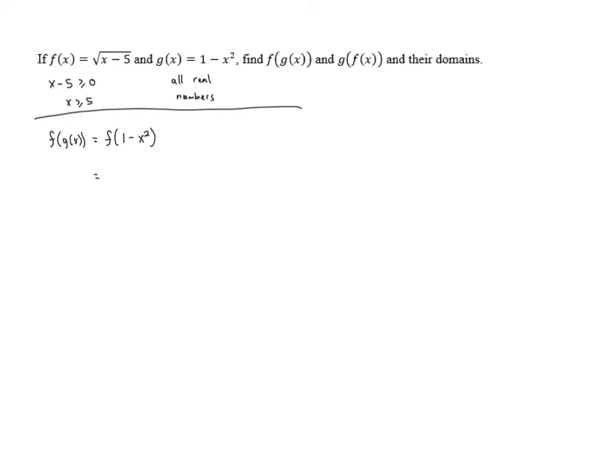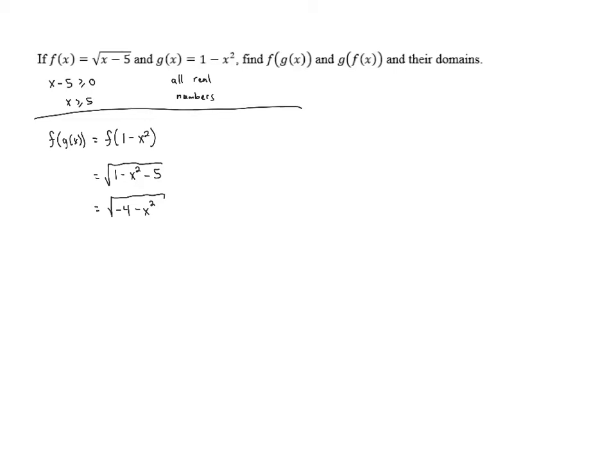And then f as a function takes the input, subtracts 5, and then takes the square root. So here we've got to take the input, 1 minus x squared, then subtract 5, then take the square root of all of that. Equivalently, we are taking 1 minus x squared and substituting it in for x in f of x. Simplifying the inside of the radical, 1 minus 5 is negative 4, so we have negative 4 minus x squared. So f of g of x is the square root of negative 4 minus x squared.